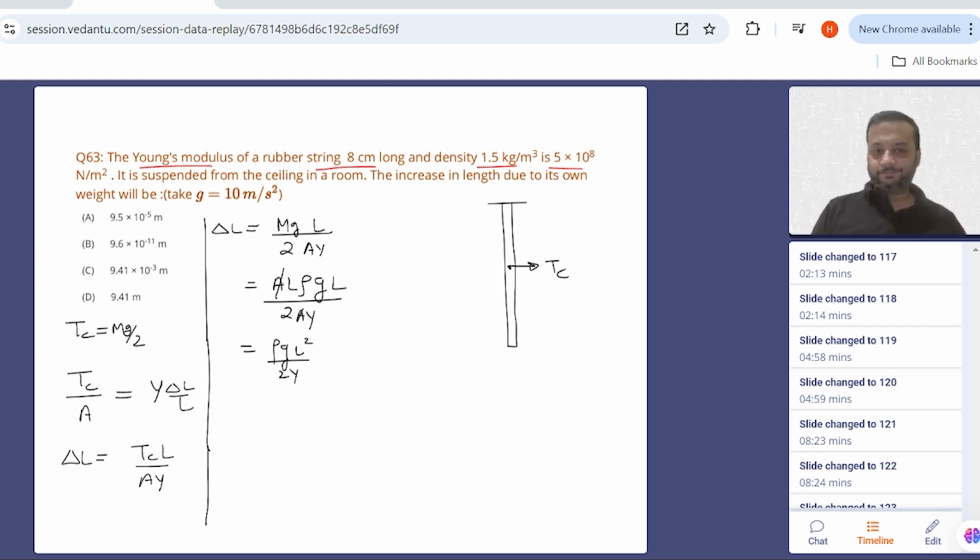Now we can put the values. Rho is 1.5, gravity is 10, length is 8 centimeter, that means 0.08 into 0.08, divided by 2 into Young's modulus. Young's modulus is 5 into 10 to the power 8. Now you don't need to do the exact calculation here, just look at the power of 10. 10 to the power 8 is in the denominator, and there are many decimals in the numerator also. If you just check the power of 10, you will reach the answer, which will be option B, because others have very different powers of 10. By smart analysis you can figure out that option B should be correct.